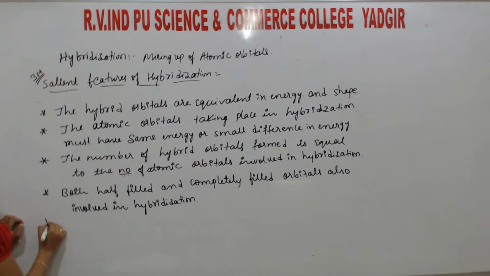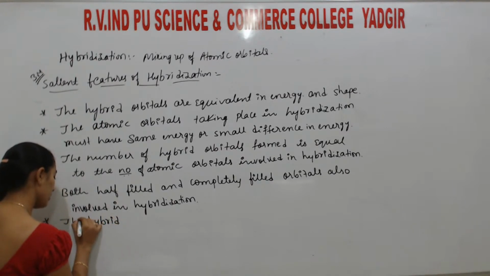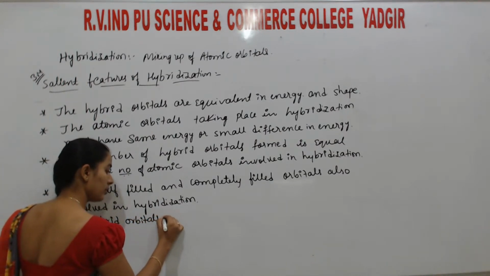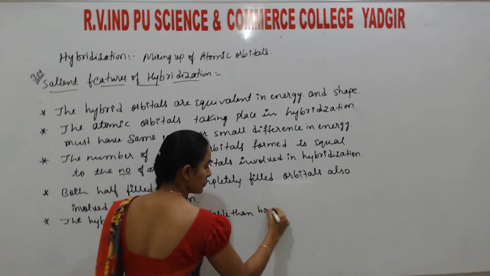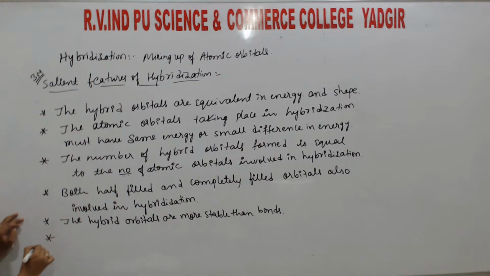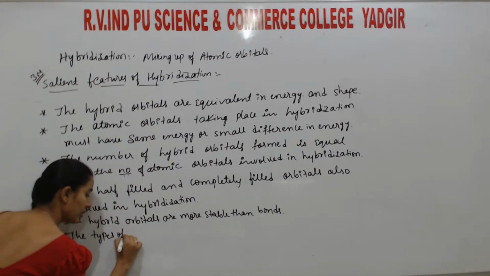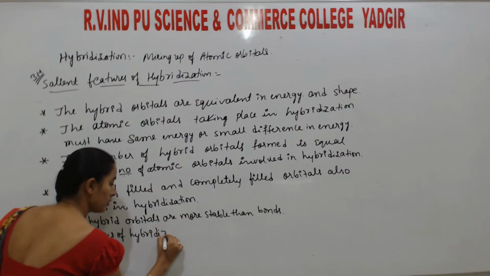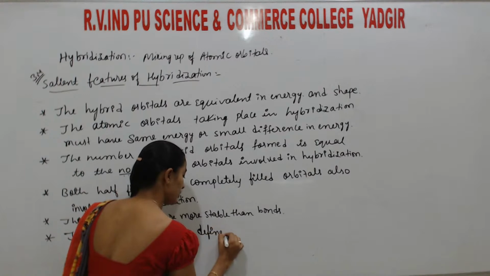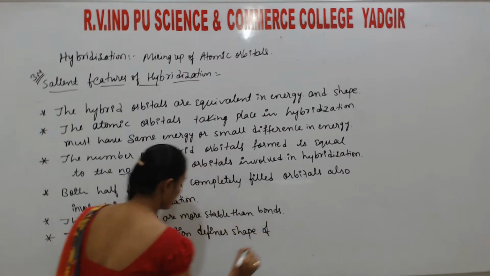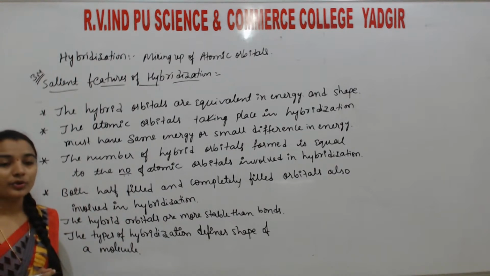The next one: the hybrid orbitals are more stable than the unhybridized orbitals in bonds. The last one: the type of hybridization defines the shape of a molecule. So these are the postulates of hybridization.